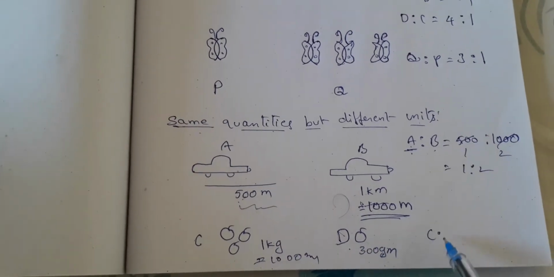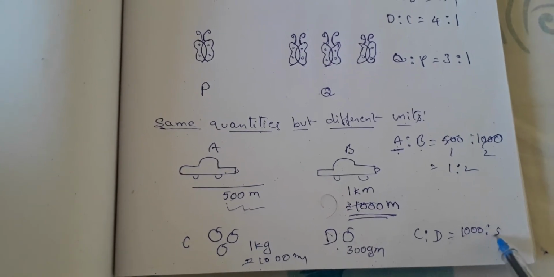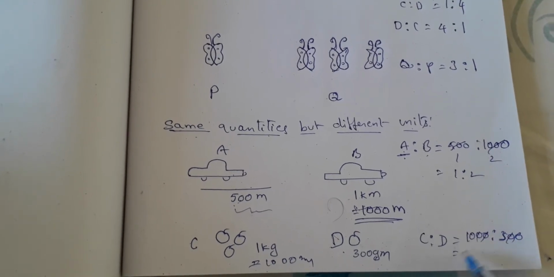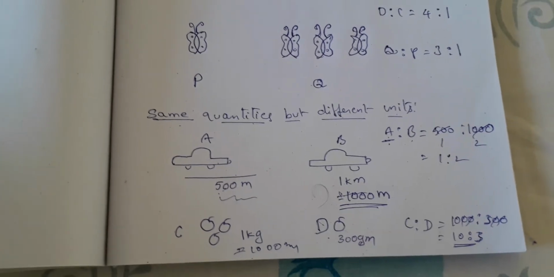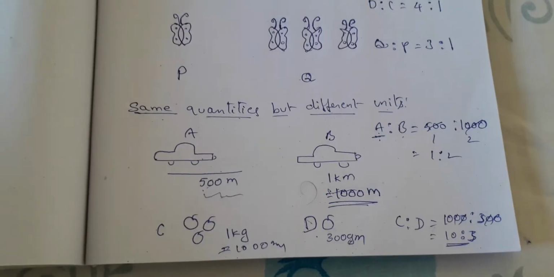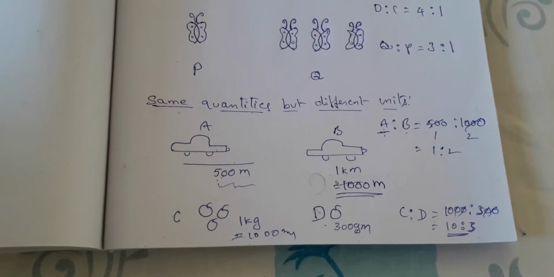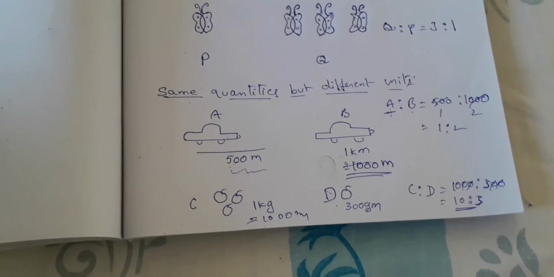Then C is to D is equal to 1000 is to 300. 2 zeros will get cancelled. 10 is to 3. So this is 10 is to 3. This is how we have to write the ratio form of any given quantities. This is how we can compare the quantities.